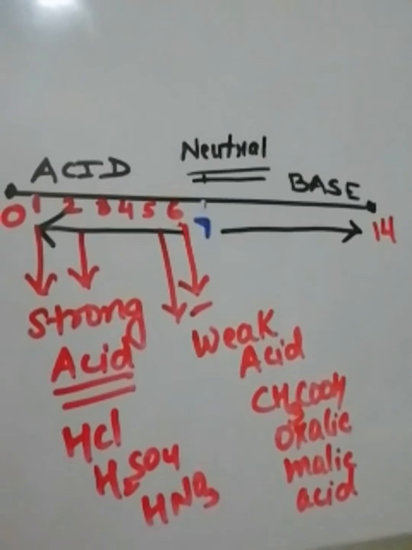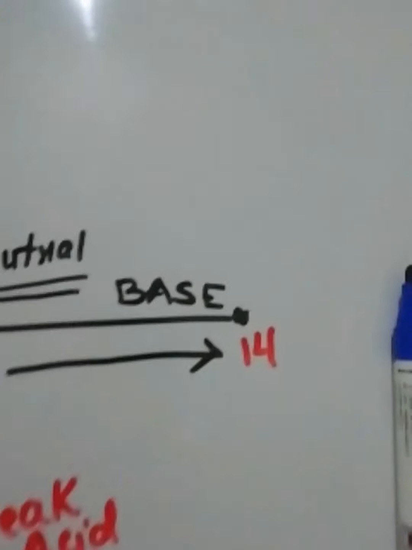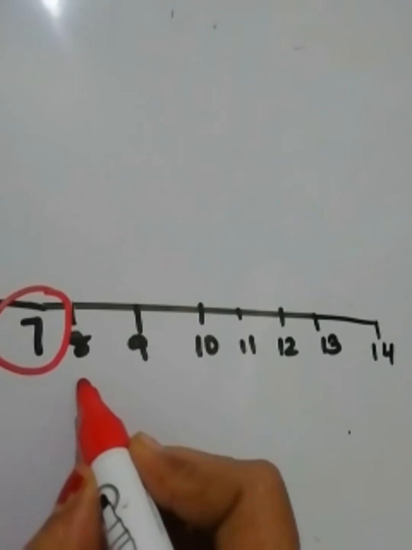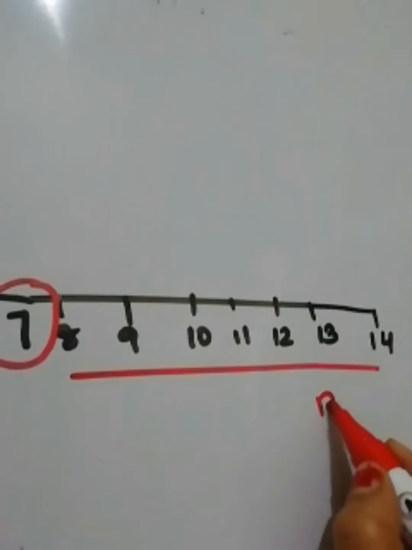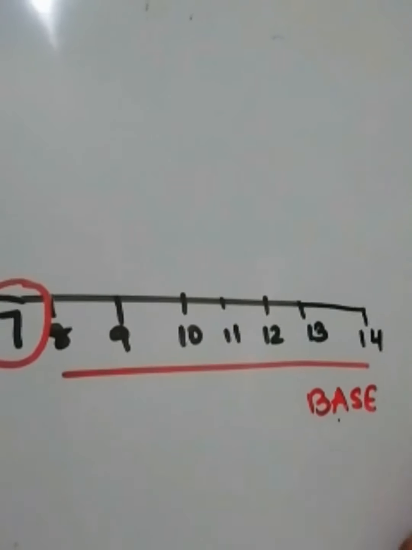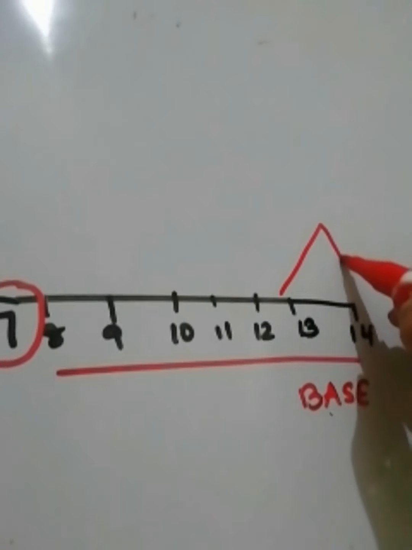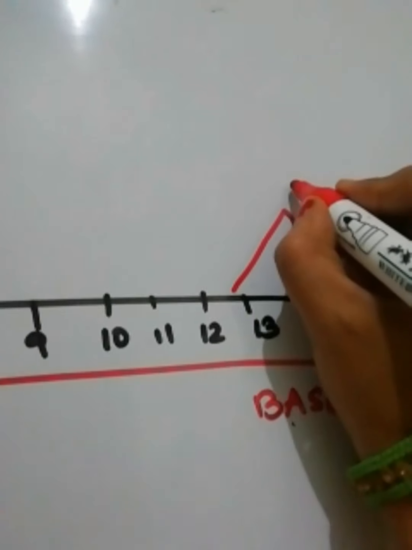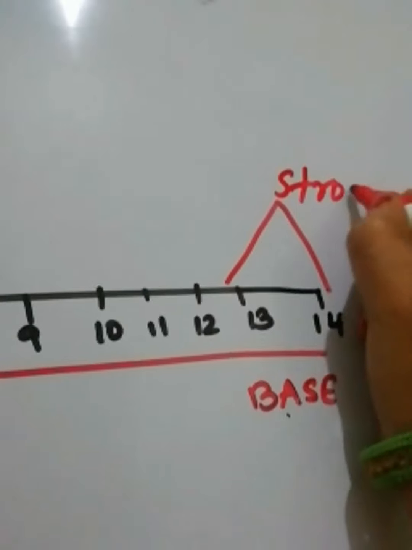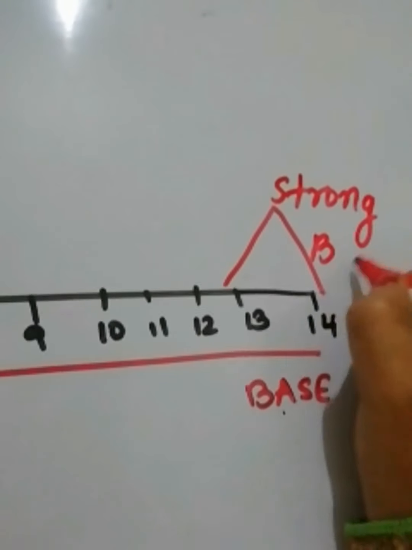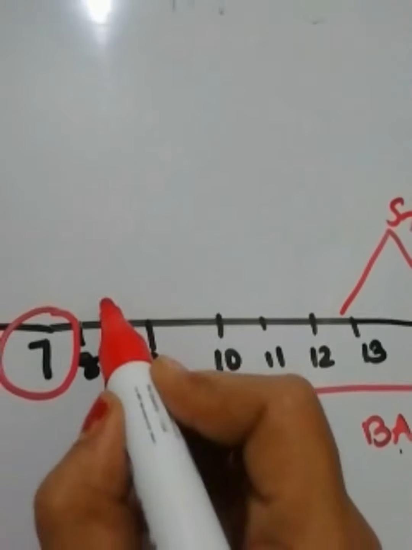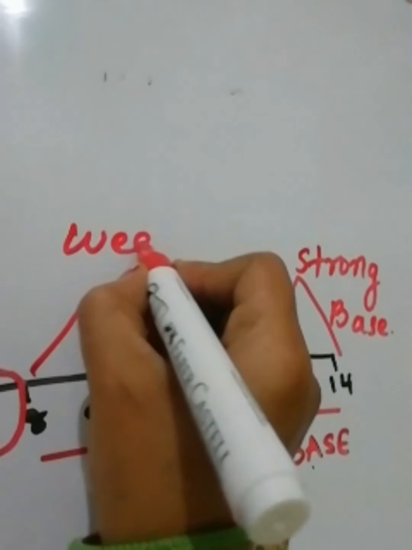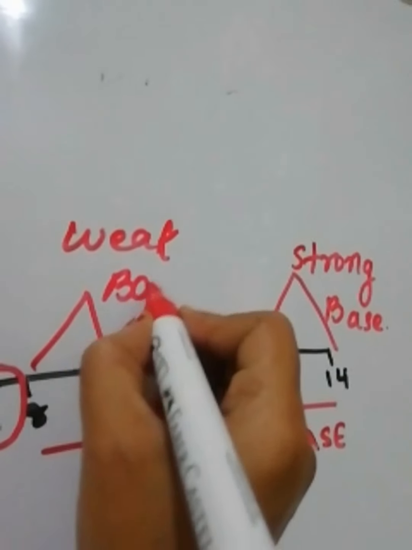Clear? Same with the base. So here 7 is neutral and from 8 to 14 it is a base. If any substance comes in the range of 13, 14 or 12 also, it will be a strong base. And if it comes around 8, 9 or 10, it will be a weak base.